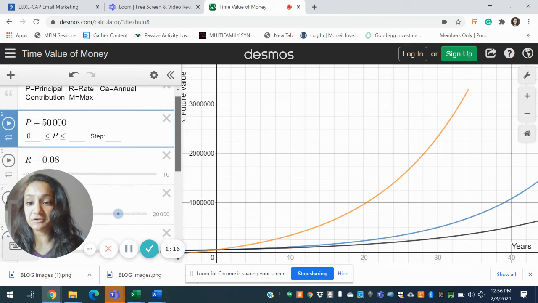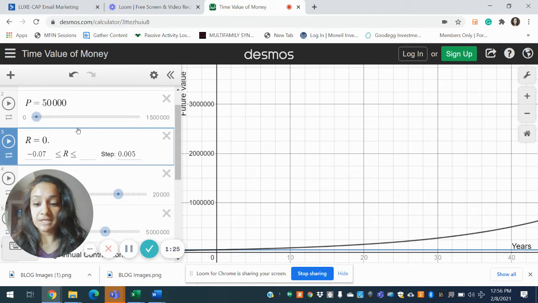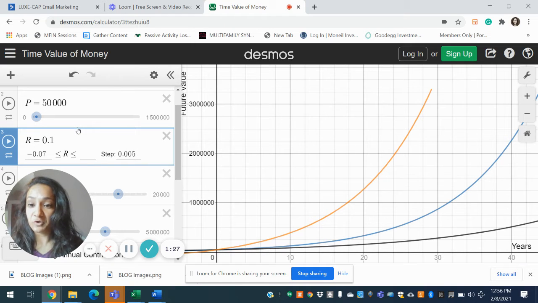Now, R is for rate. So rate is the rate of return at which you will be theoretically being able to grow your money. So we're going to put in 10% because I think that's a conservative rate of return if you are investing in real estate syndications. And as you know, I prefer real estate syndications to stock market investing because you can get very favorable returns on a risk-adjusted basis.